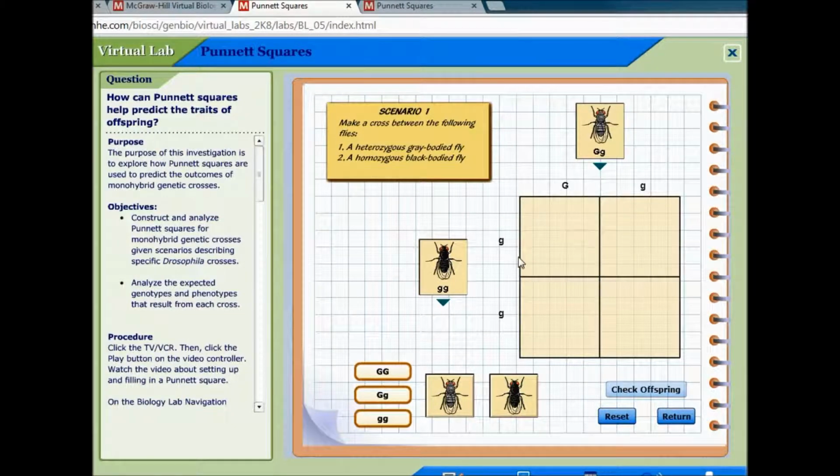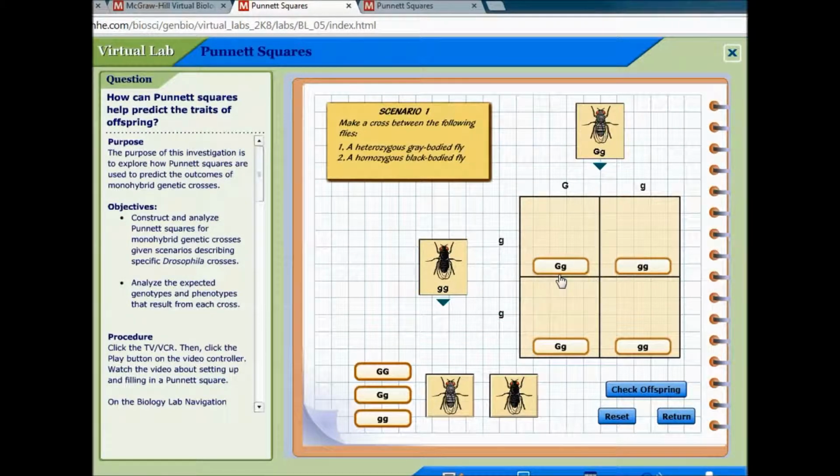So this is a big G and a little g. Yay! Little g, little g. Big G, little g. Little g, little g. Let's check offspring. Fill in the rest of the Punnett square. Oh my goodness. The expected genotypes and phenotypes of all the offspring. Oh my goodness, I just did the genotype, so I have to do the phenotypes.